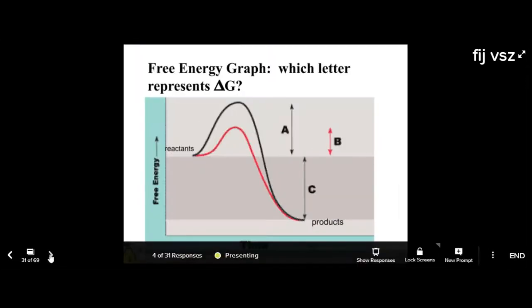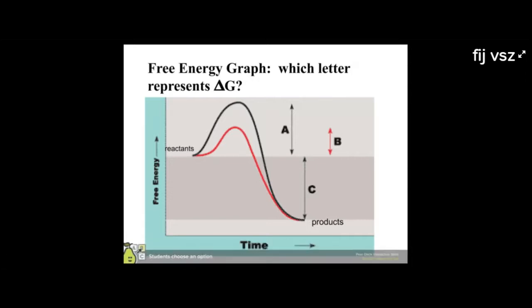Okay, here's a question page. That delta G, which one of these letters do you think it might be, according to your definition of delta G, of the free energy change?